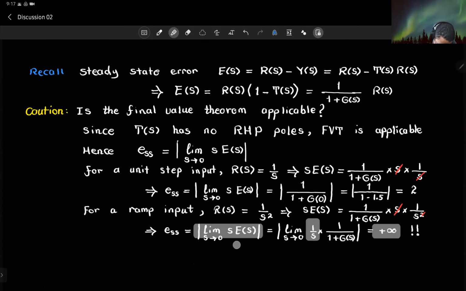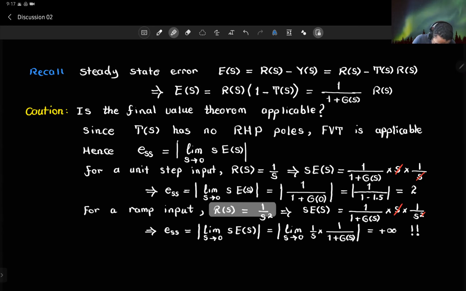Now we move on to look at the steady state error due to a ramp input. A ramp input is given by 1 over s squared, right? So now we do the same calculation again. It's 1 over 1 plus G of s times 1 over s squared in this case, right? So the s does not cancel completely with the s, because there's an s that remains in the denominator. So when we try to take the limit as s goes to 0, it turns out that this limit will be plus infinity, right? So the steady state error for this system is actually infinity.